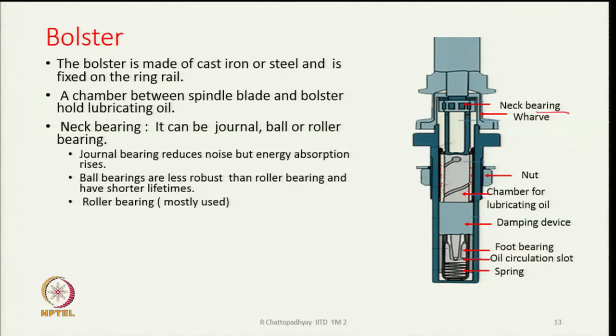The journal bearing reduces noise, but energy absorption rises. Ball bearings are less robust than roller bearings and have a shorter lifetime. But roller bearings are nowadays mostly used in most of the spindles because they give stable running of the spindle.